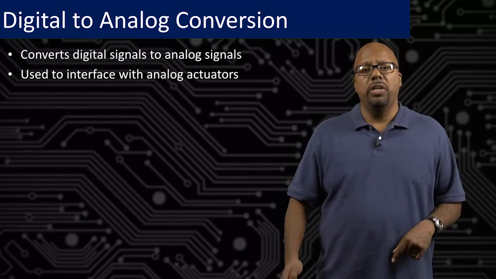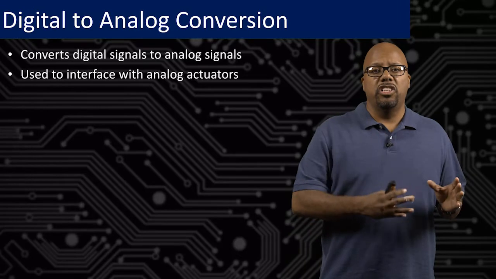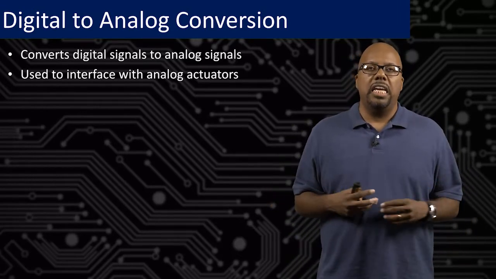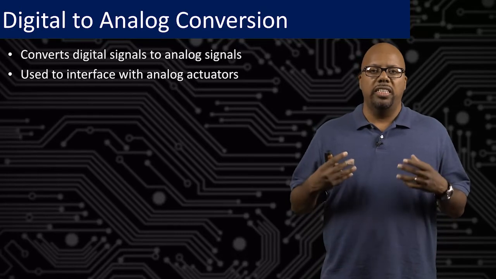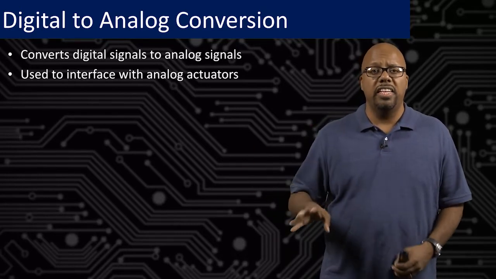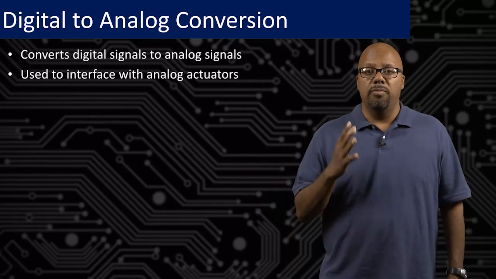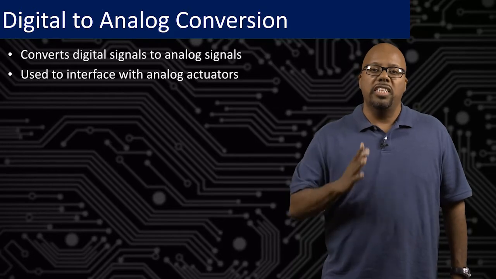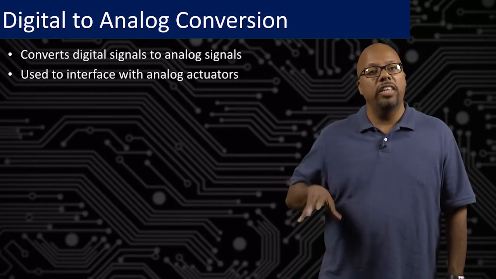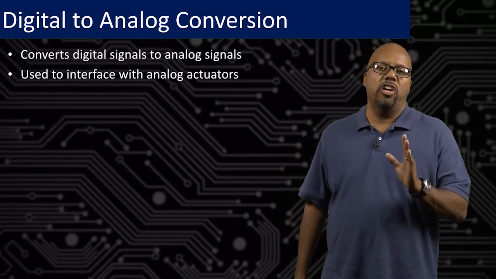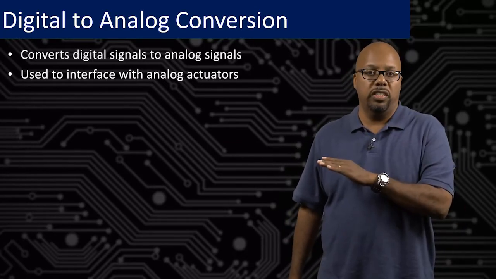Now, on the output end, you often need digital to analog conversion. So let's say I have a microcontroller and it's outputting some sound to some speakers. These speakers are analog devices. They need an analog signal, but the microcontroller is outputting zeros and ones. So you need digital to analog conversion to take those digital signals, convert them to analog, and then drive the speaker with them.